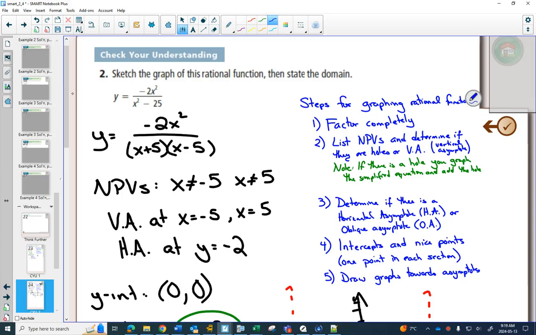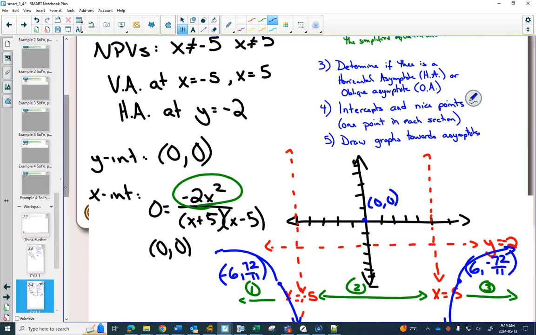If I plug in 4, 4 squared is 16. 16 times negative 2. And you see the top would be negative 32. And if I plug in 4, I would get 16 minus 25, which is negative 9. That'll be positive 32 over 9 as far as mental math. And you see that that's 27 divided by 9 is 3, 36 divided by 9 is 4. This is going to be somewhere between 3 and 4. So I'm going to go to my graph. I'm going to plug in the point 4, comma, 32 over 9.